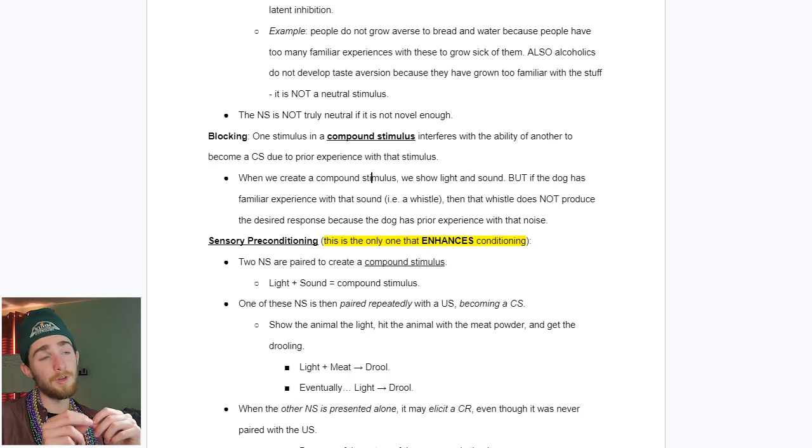Remember, the key of a neutral stimulus is that it's neutral. There is no prior experience with it. If the dog has prior experience with the whistle, with that sound, then it's already been paired with something else. And so it's not going to help our procedure when we run it. Blocking is what happens when one stimulus in a compound stimulus interferes with the ability of another to become a conditioned stimulus because there's prior experience with that stimulus.